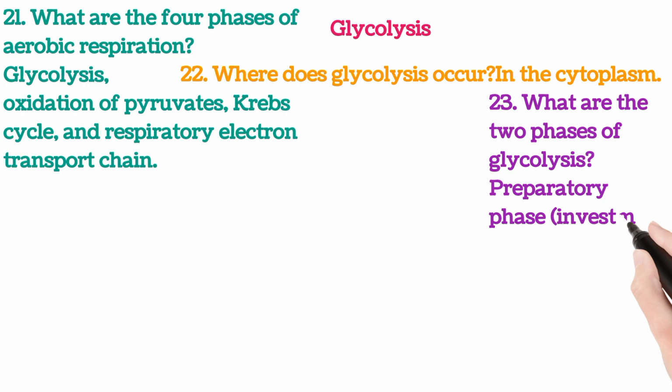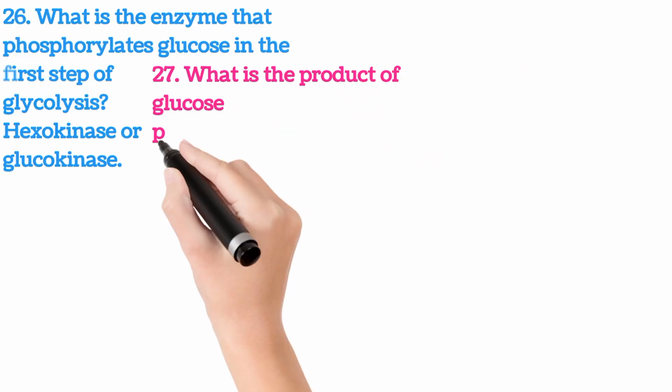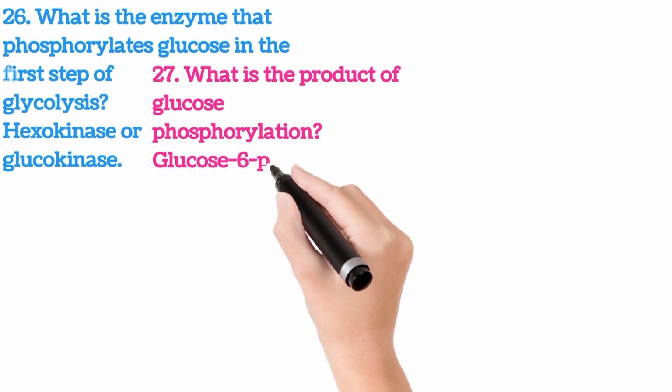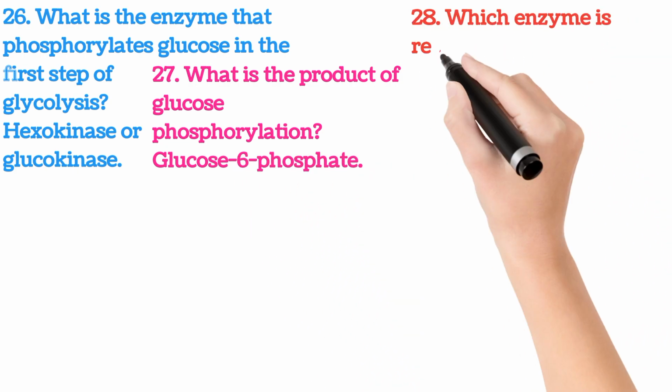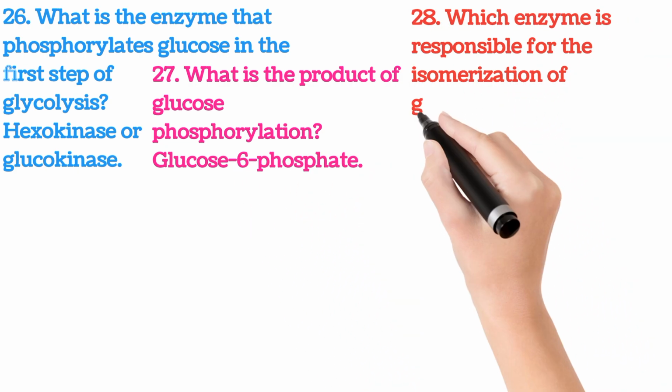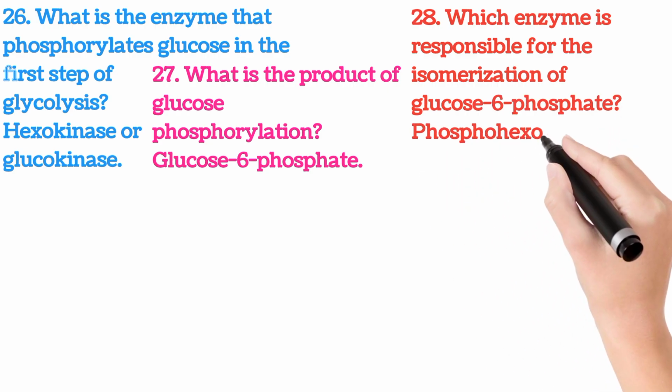25. What happens during the oxidative phase of glycolysis? ATP is produced through substrate-level phosphorylation, and NADH is generated. 26. What is the enzyme that phosphorylates glucose in the first step of glycolysis? Hexokinase or glucokinase. 27. What is the product of glucose phosphorylation? Glucose 6-phosphate.